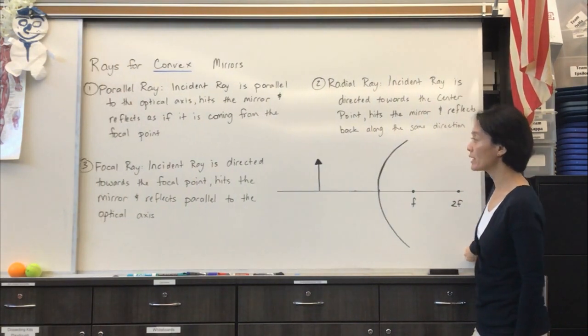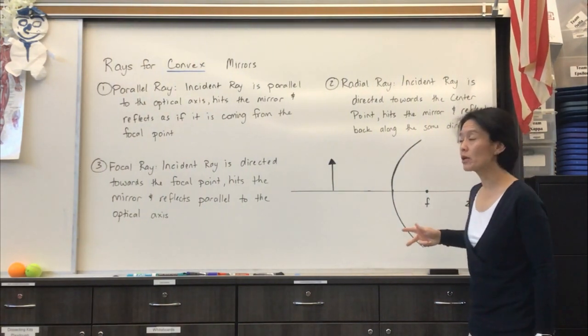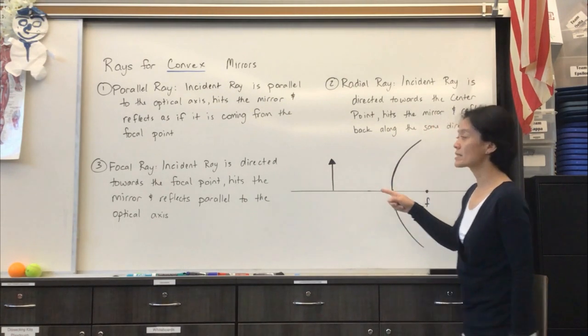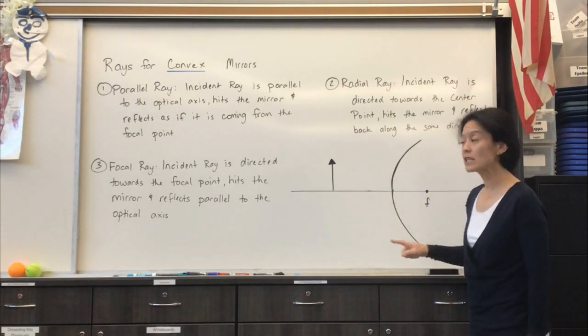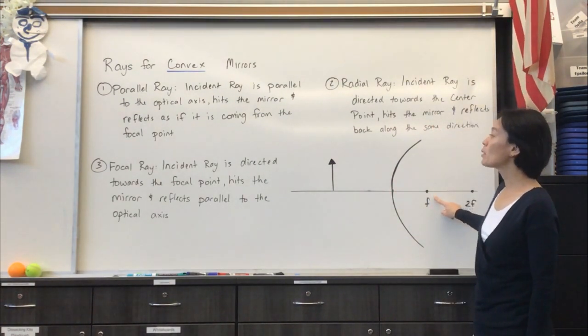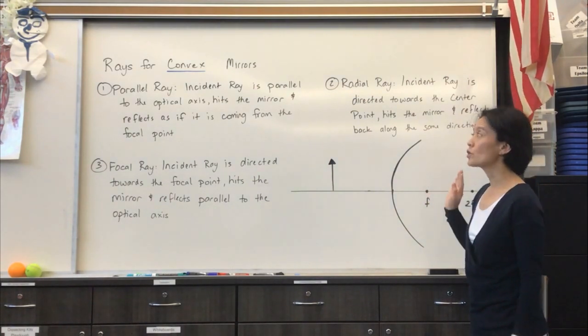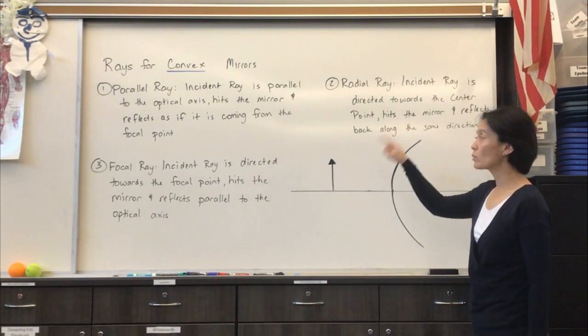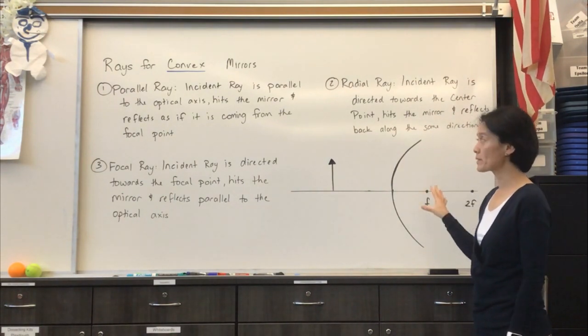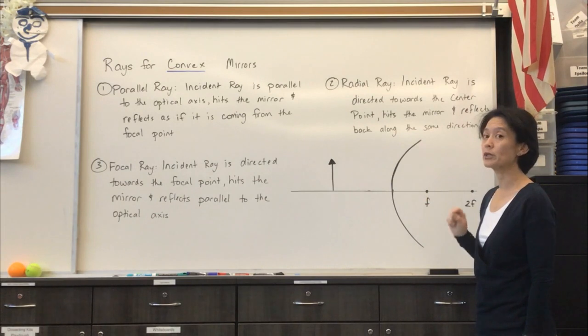And then the third ray is kind of the opposite of the parallel ray, the focal ray. The incident ray is going to be directed as if it's going to pass through this focal point, but when it hits the mirror, it's going to reflect parallel to the optical axis. Okay? So if you need to pause the video to go back and write all these things, make sure you write all these things down, and then I'm going to go through and actually model them.